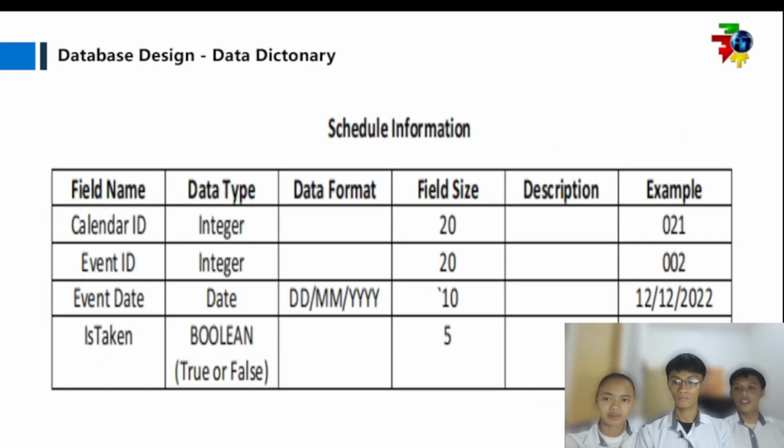For the schedule information, calendar ID, the data type is integer, field size is 20. Event ID, the data type is integer, the field size is 20. Event date, the data type is date, the field size is 10. And the last one is taken, data type is boolean, and field size is 5.